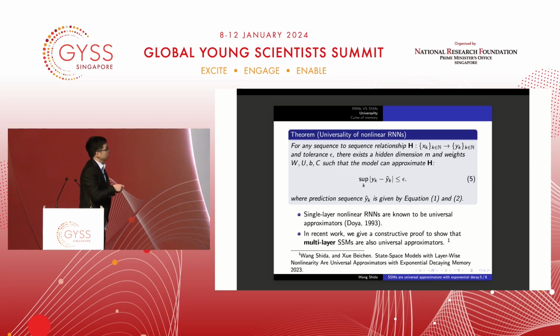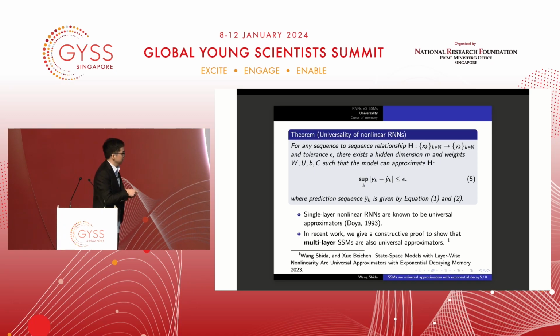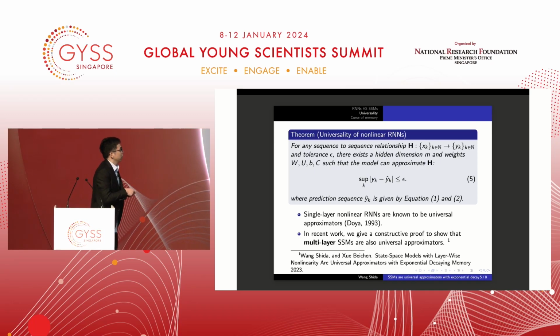The result for single-layer nonlinear recurrent networks has been known since the 1990s, but recently we gave a constructive proof to show that multi-layer state space models are also universal approximators. Why do we need this?